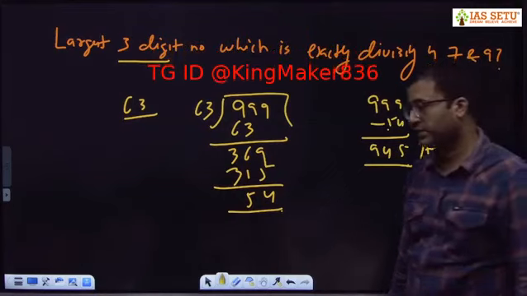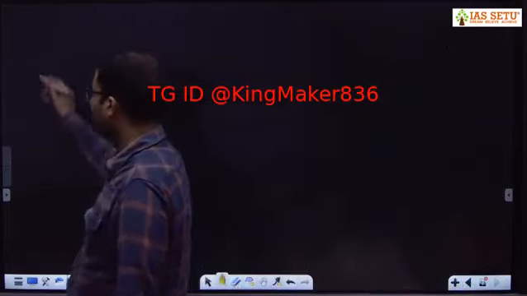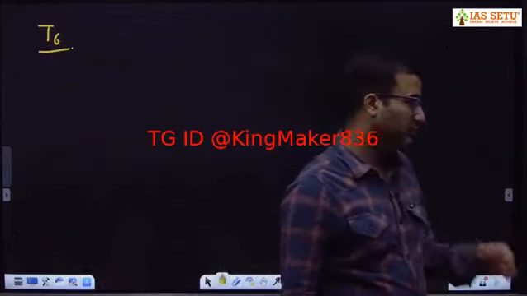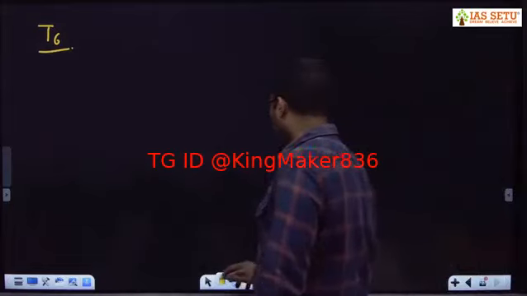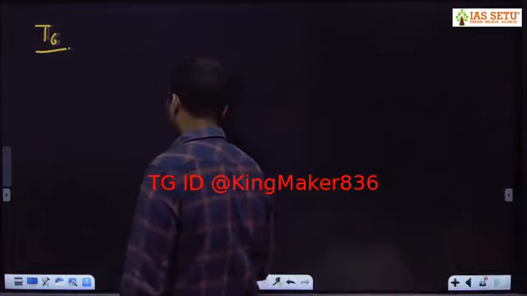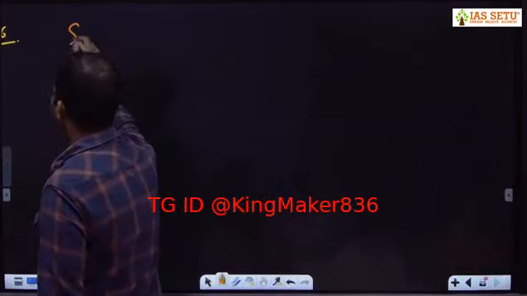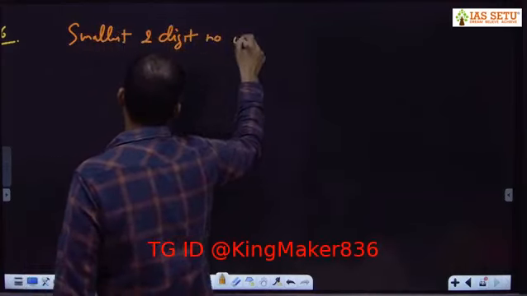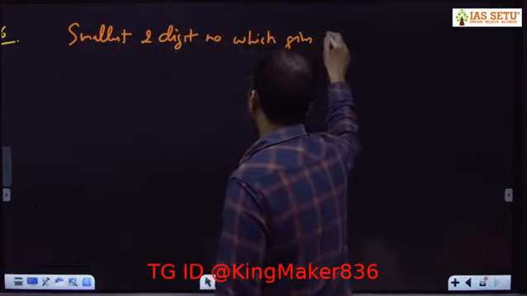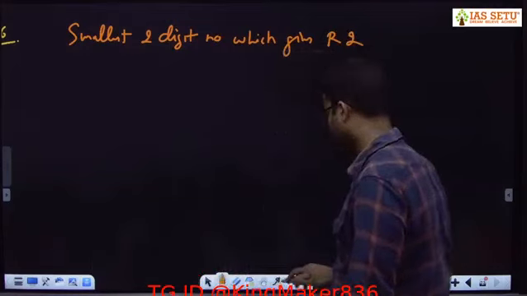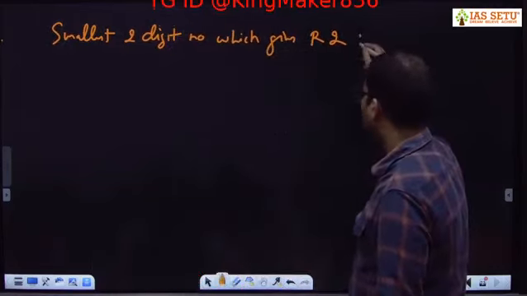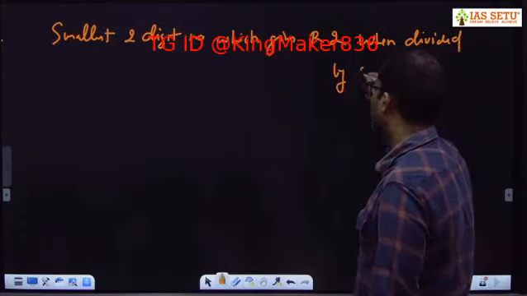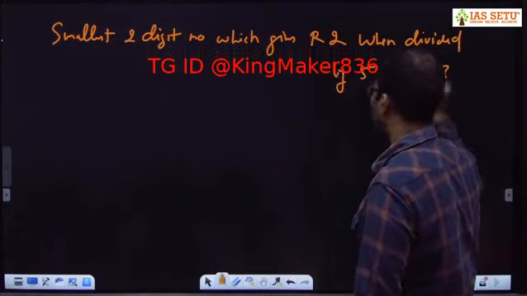Now next, type 6. My type 6 here is: smallest 2-digit number which gives remainder 2 when divided by 5 and 7.